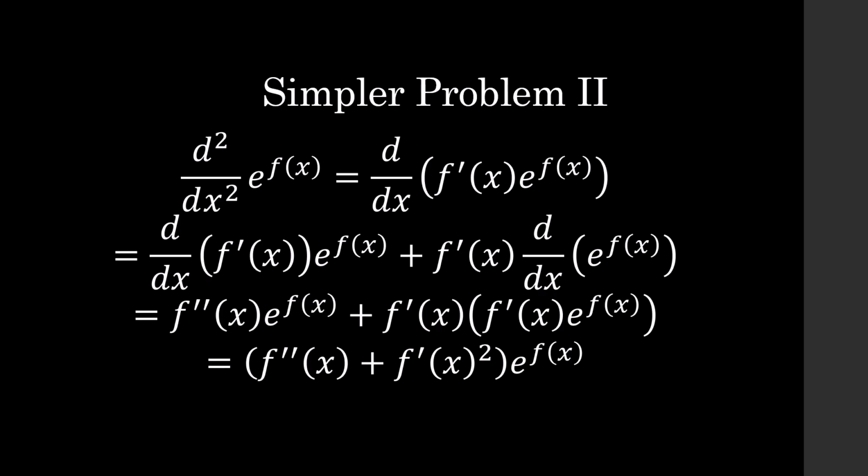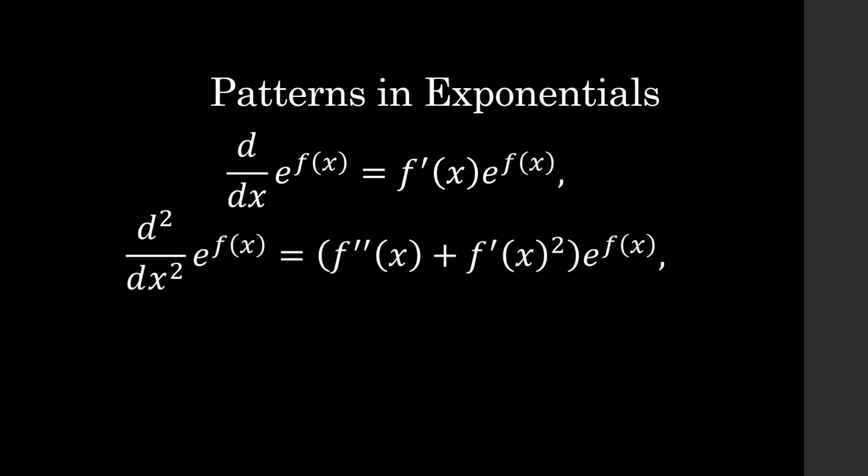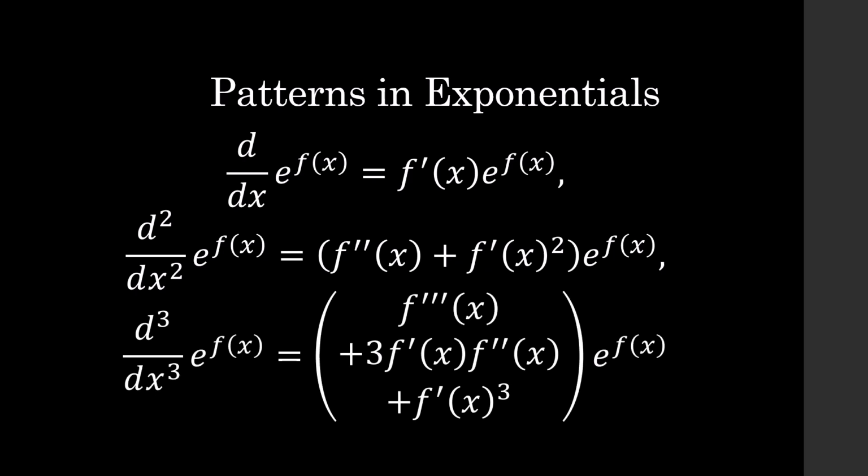f of x. Now to analyze some of the patterns that we might see in these exponentials, for the first derivative, we had f prime of x e to the f of x. For the second derivative, we had this form, f double prime plus f prime squared, times e to the f of x. And then if we were to continue similarly, we could do the triple derivative of e to the f of x being f triple prime plus 3f prime f double prime plus f prime cubed times e to the f of x.